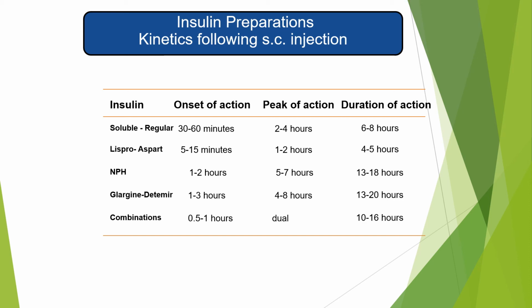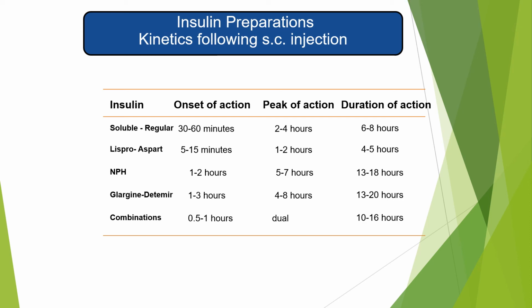Most of the time for DKA management, we use regular insulin in our setup. Regular insulin has an onset of action between 30 to 60 minutes, a peak of action from 2 to 4 hours, and the duration of action is 6 to 8 hours. So most of the time we give regular insulin QID if we are managing DKA.